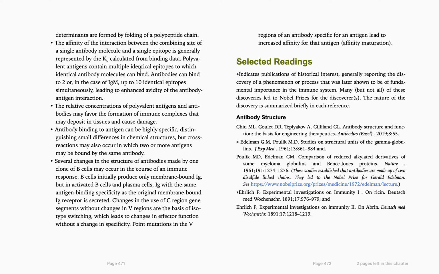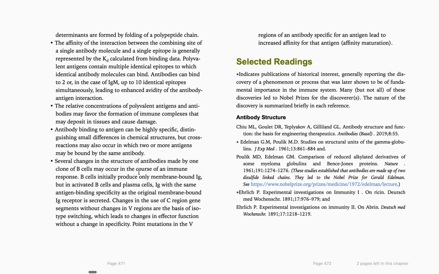Polyvalent antigens contain multiple identical epitopes to which identical antibody molecules can bind. An antibody can bind to two, or in the case of IgM, up to 10 identical epitopes simultaneously, leading to enhanced avidity of the antibody-antigen interaction. The relative concentrations of polyvalent antigen and antibody may favor the formation of immune complexes that may deposit in tissues and cause damage. Antibody binding to antigen can be highly specific, distinguishing small differences in chemical structure, but cross-reactions may also occur in which two or more antigens may be bound by the same antibody.